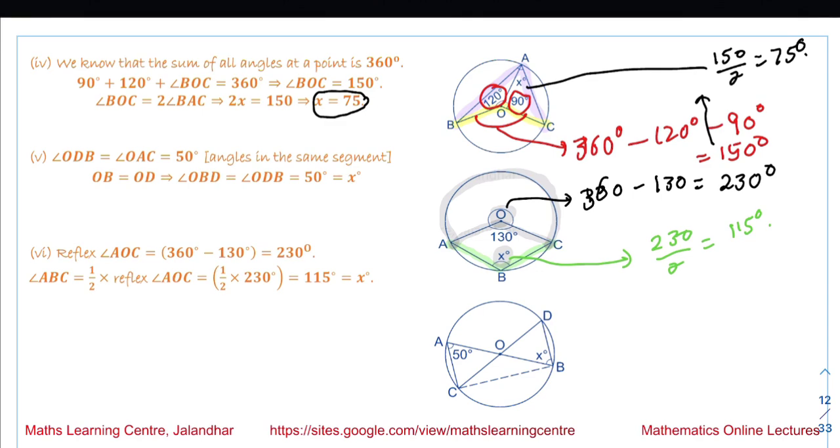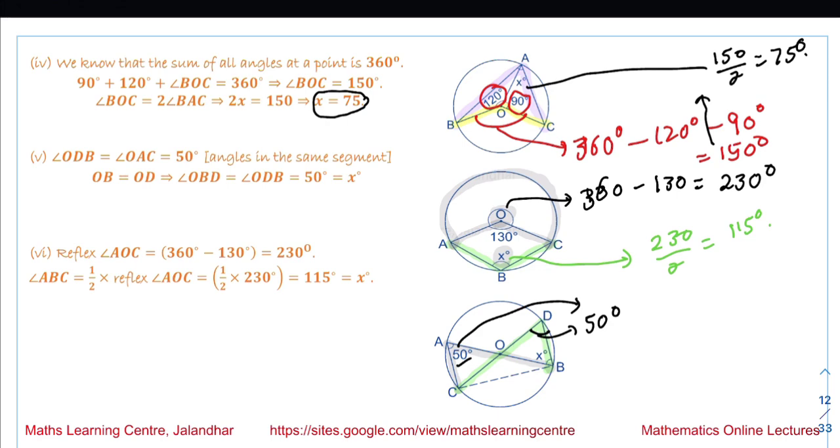Similarly, in the next question, if this angle is 50 degrees, we are talking about this CAB angle is 50 degrees. This lies on this side over here, CDB. This angle will also be equal to 50 degrees because both these angles lie on the same arc.